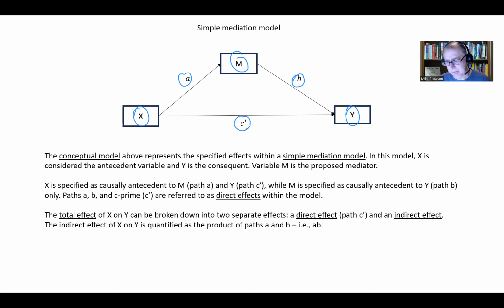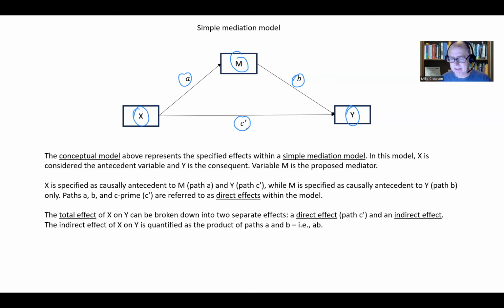So this is our conceptual model of a simple mediation model. And like I said, we've just specified the direct effects. One of the things we end up doing when testing our simple mediation model is testing the indirect effect of X on Y.